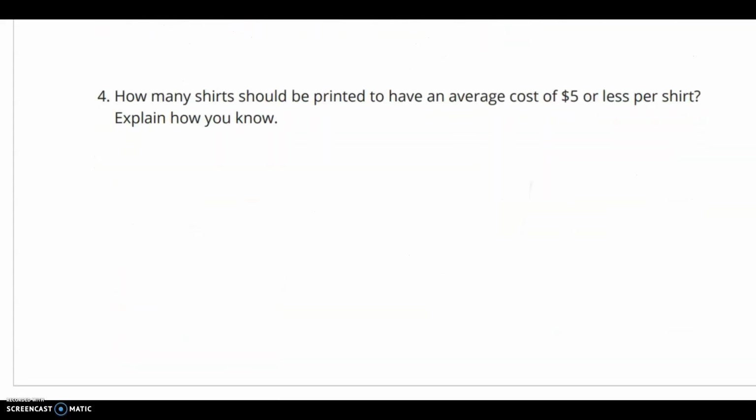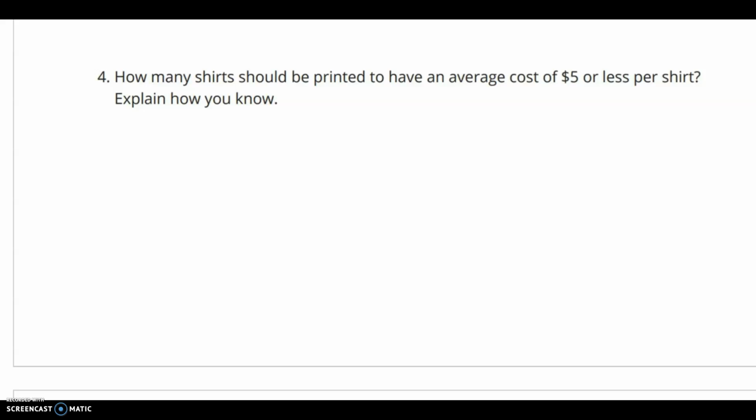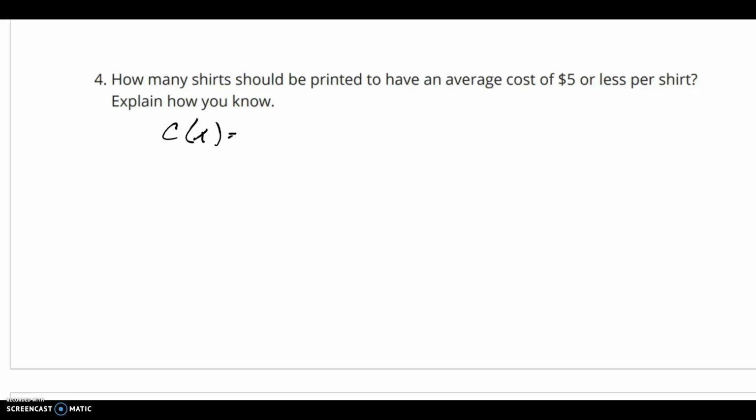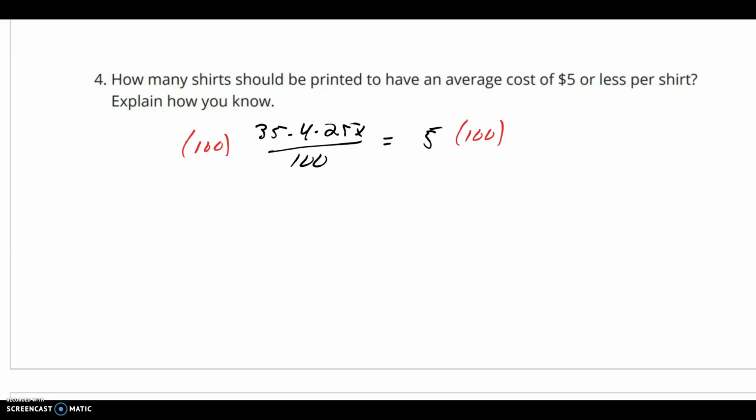Now, number 4 says how many t-shirts should be printed to have an average cost of $5 or less per t-shirt. So I take my same function, C of x is equal to 35 plus 4.25x divided by x, but we want to know the average cost is $5. So set it equal to $5. We can get rid of the function. Now we have an equation we can solve. How do we solve rational equations? We multiply every term by the least common denominator.